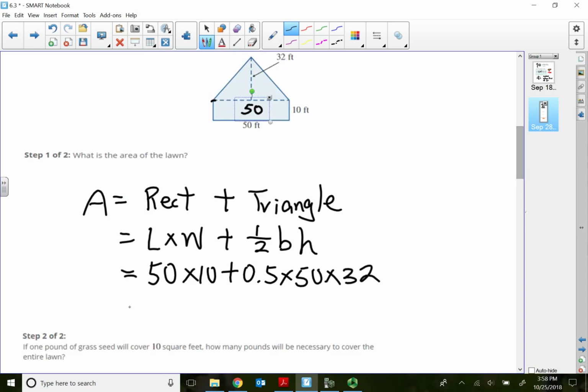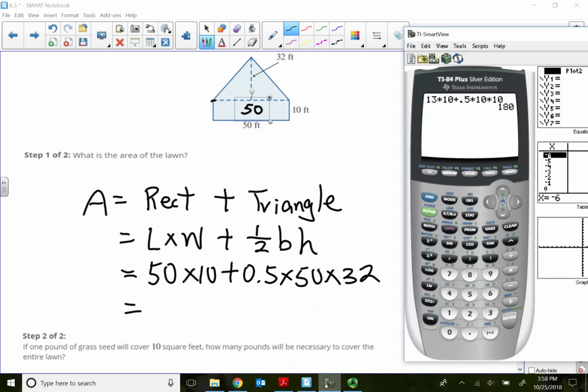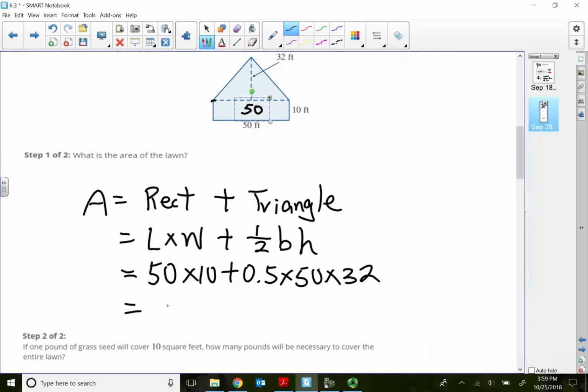All right, so once I write them down, I'm just going to punch it in the calculator real quick. 50 times 10 we know is 500, plus 0.5 times 50 times 32. So I'm going to let the calculator do all the hard work for me. So that would be 1,300. My units are in feet, and since I'm talking about area, that would be 1,300 square feet.